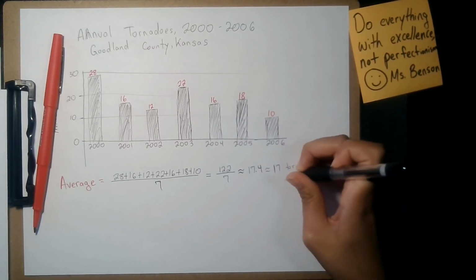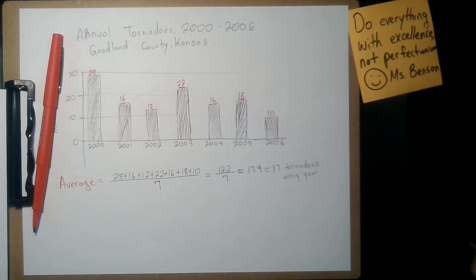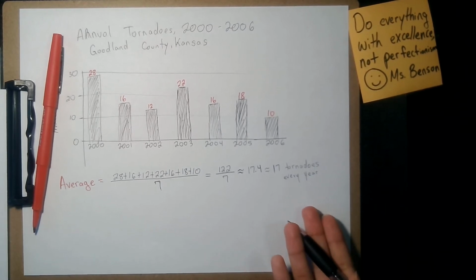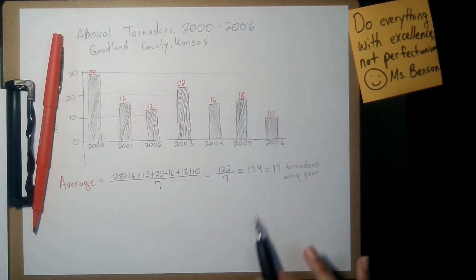every year in that small county. So just looking at the statistics, if you wanted to buy a home in that area, you'd probably want to get tornado insurance. If there are 17 tornadoes that happen every year, that's pretty frequent.